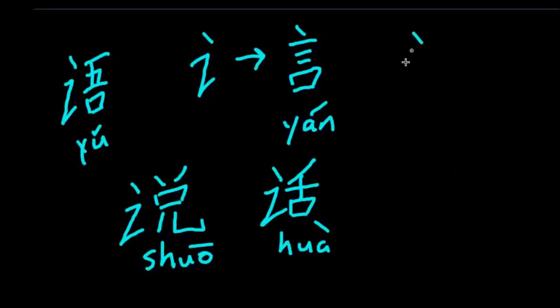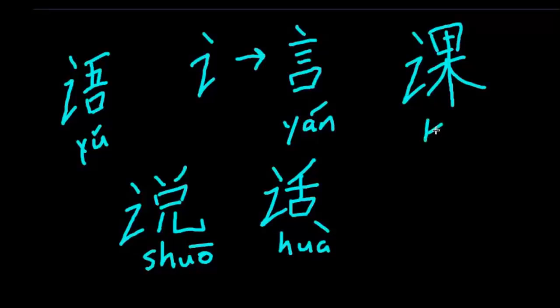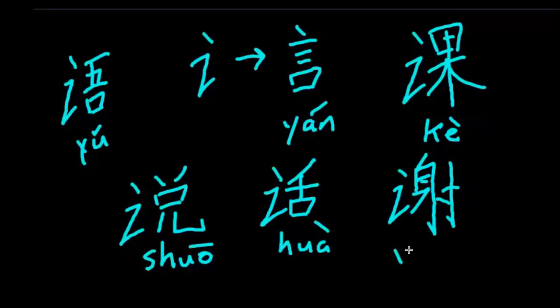Two more quickly. It is also in this character here. 课. 课 means class. So I can say 上课. Oh, this should be a little bit longer. 课, class. And last one, 谢谢. I know you guys don't like writing this character, but you don't really have a choice. You got to know how to write it. 谢. 谢 also has the language radical in it. So let's quickly, you can see it. Let's just circle that radical.